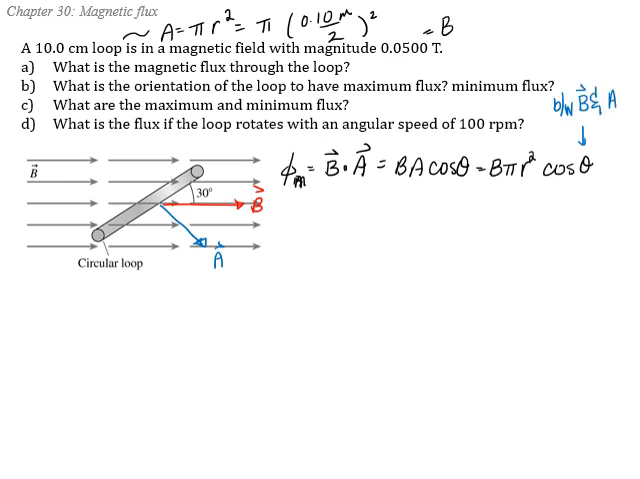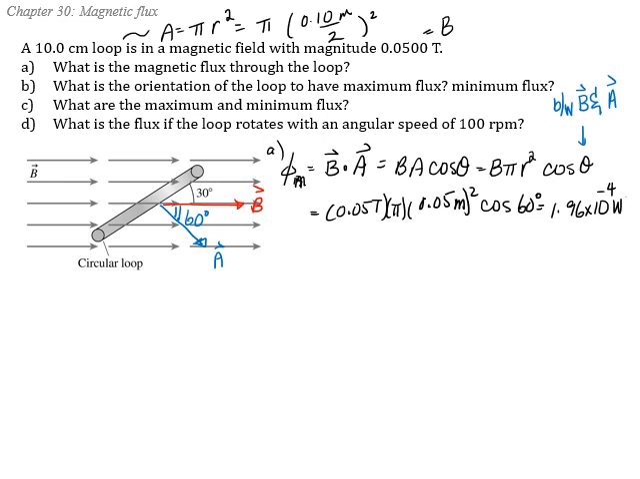It would be real tempting to put in 30 degrees here because 30 is on the picture, but the angle is not 30. The angle between B and A is actually 60 because the area vector is perpendicular to the loop. Okay, now we've got all the information to put in for our flux. So the flux is 0.05 teslas times pi times 5 centimeters squared times cosine 60 degrees to give us a magnetic flux of 1.96 times 10 to the minus 4 Teslas times meters squared or Webers. Okay, that's part A.